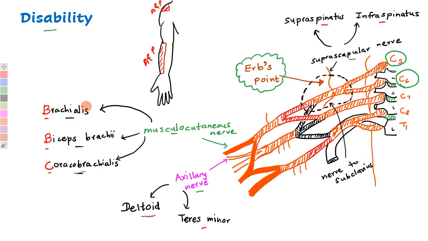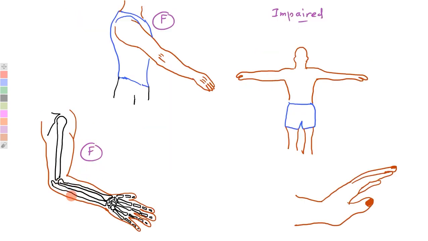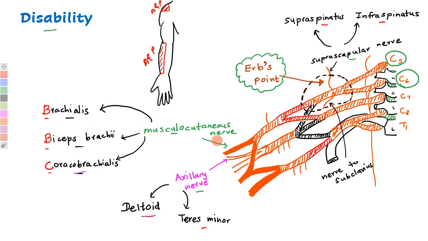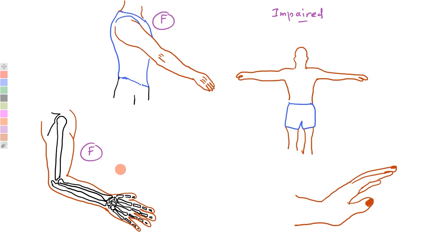This is the flexion action of the elbow joint. That is done by the brachialis and biceps brachii by flexing the elbow joint. They are flexing the forearm. So this action also will be impaired because in Erb's palsy, as the musculocutaneous nerve gets affected, the motor branches to the brachialis and biceps brachii will be cut down and the brachialis and biceps brachii will be paralyzed. So this action also won't happen.